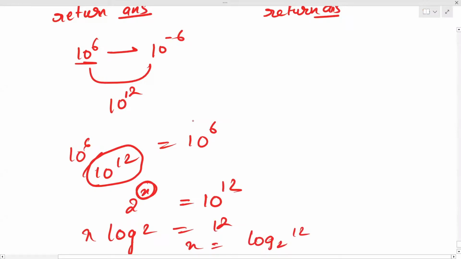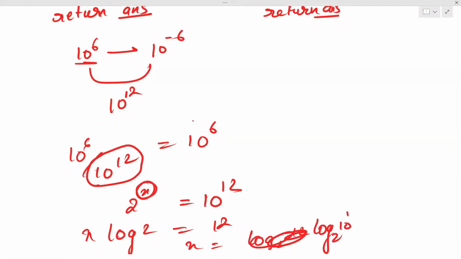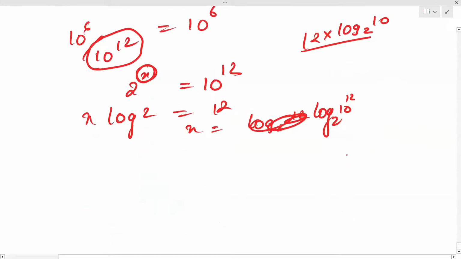No, I think this is 12. This is log base 2 of 10 to the power 12, so this is 12 into log base 2 of 10. So this will be nearly equal to 40, less than 40, so I'm taking an upper bound. Is it okay? Is it clear? Yes, this is clear to everyone, right?